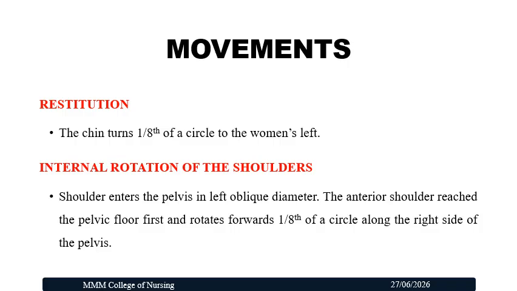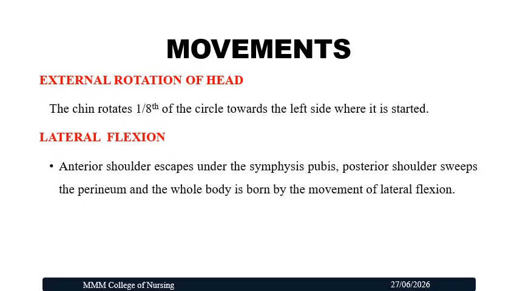Next, internal rotation of the shoulder. Shoulder enters the pelvis in the left oblique diameter. Anterior shoulder reaches the pelvic floor first and it will rotate forward 1/8 of the circle along the right side of the pelvis. External rotation of the head. The chin rotates 1/8 of the circle towards the left side where it is started.